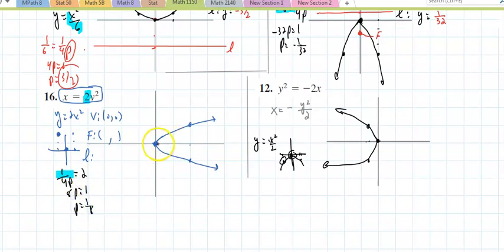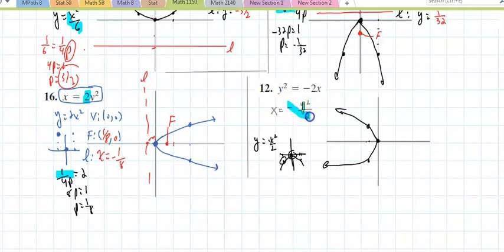Well, wouldn't you want to go 1 over 8 if this is 1? Of course, I'm exaggerating those. That's the focus. And 1 over 8 to the left, draw the line. Wouldn't, in this case, the focus be 1 over 8, 0? And this equation for the line, isn't that x equals? If I moved 1 over 8 to the left, isn't that negative 1 over 8? And there it is.